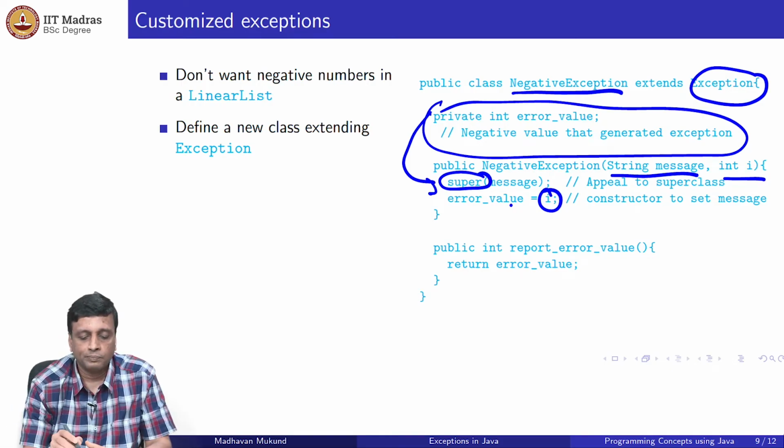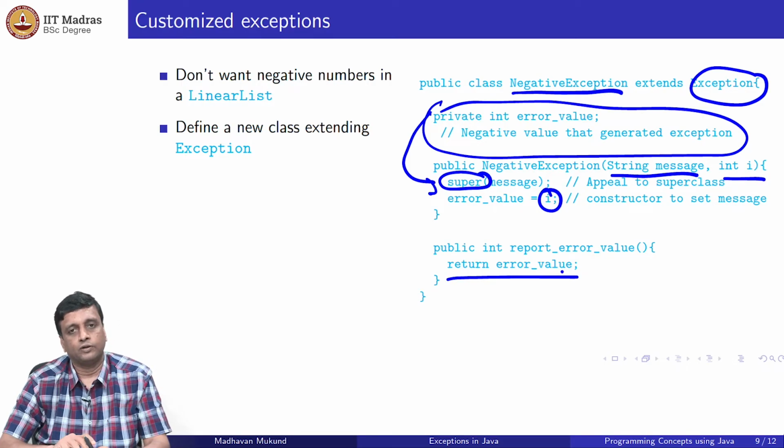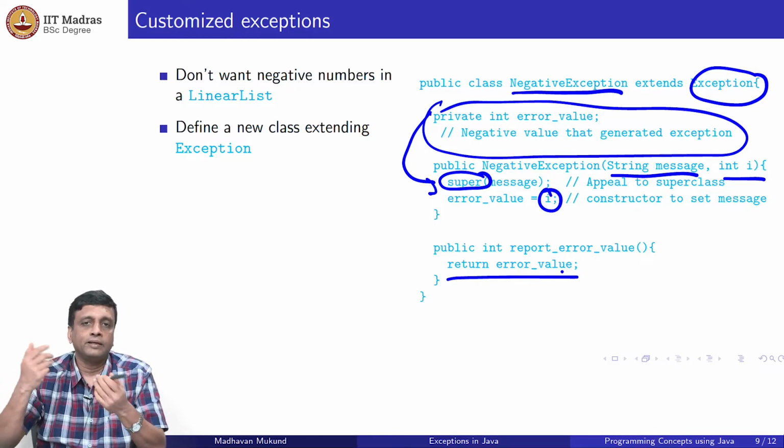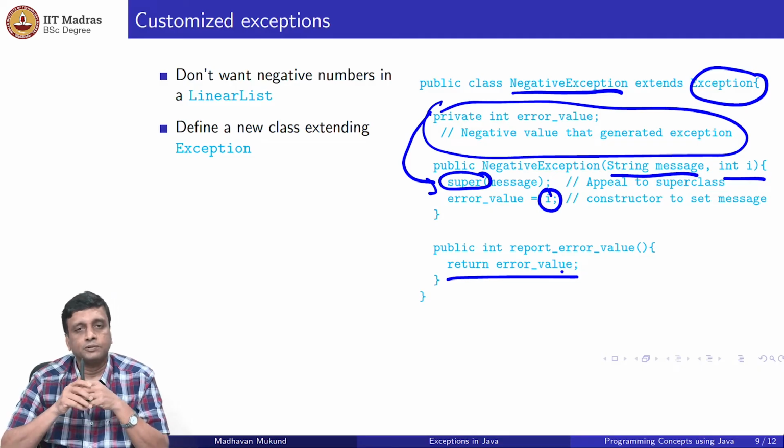Now we might add a public function which reports this error value. This class is going to be usable like any other class. So if somebody gets this particular exception, then they can look at the public methods and say, oh, this is the exception. I can actually find out what the mistake was by looking up this report error value function.